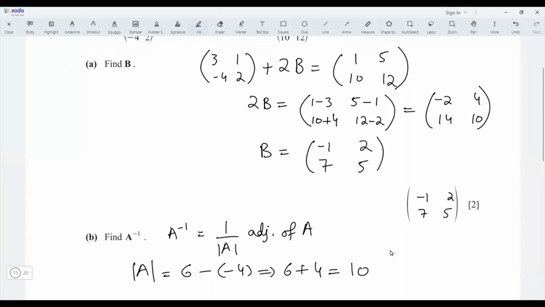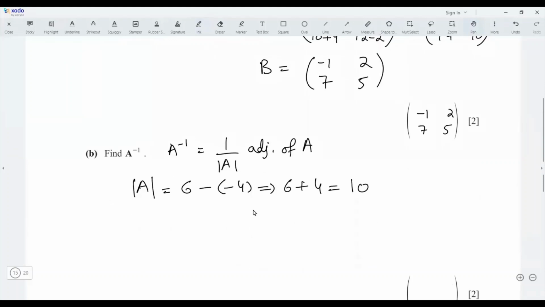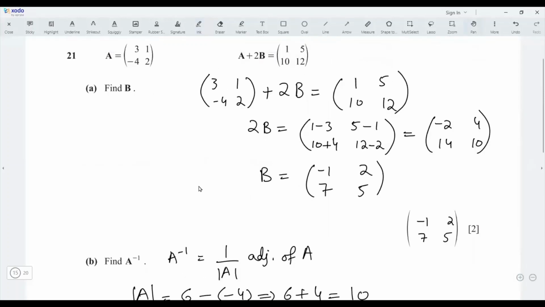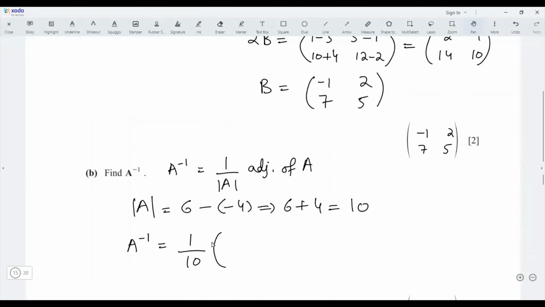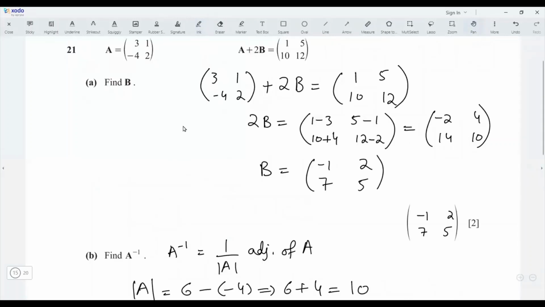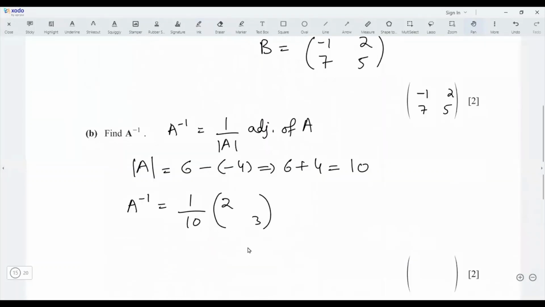What about the adjoint? We can do it simultaneously in the next step. A inverse equals 1 over 10, since the determinant is 10. For the adjoint, change the values of these diagonals. So 2 will be written in place of 3, and 3 will be written in place of 2, so 2 and 3 replace each other's positions. For the other diagonal, we have to change the signs. This 4 will become positive, and the 1 will become negative. So it is negative 1, and positive 4.